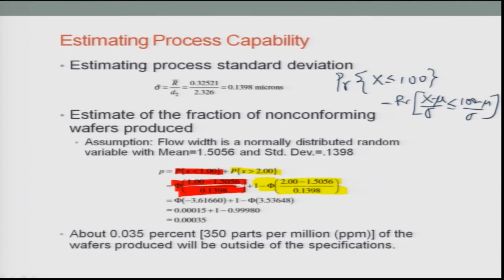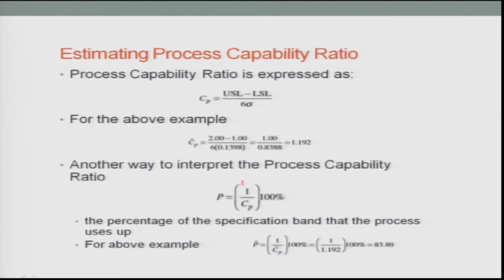The value comes out to be about 0.35 times 10 to the power minus 5, which means that about 0.035 percent, or 350 parts per million (ppm), of the wafers produced will be outside the specifications. Now, you want to find out the estimating the process capability ratio.